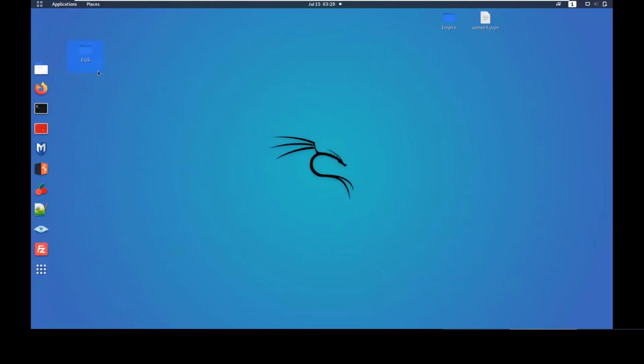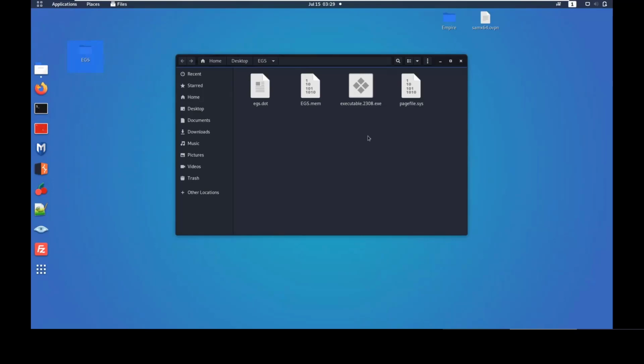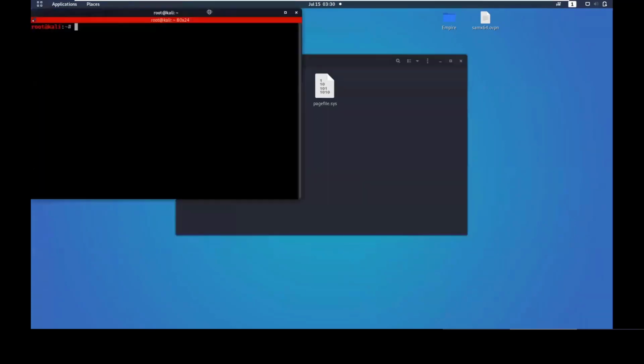So previously, I have already done my memory and put it here in the folder. So let's do this one first, that we're going to get it together later. So I have my EGS.mem, which is the dump of the memory with the access data, and my page file here.